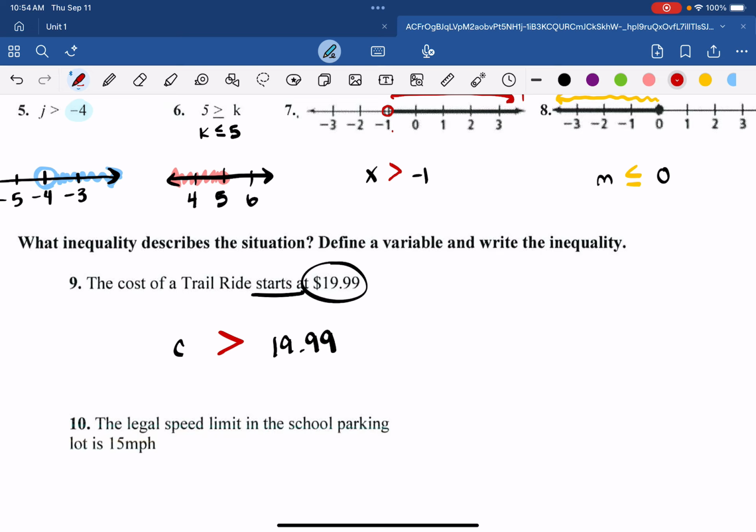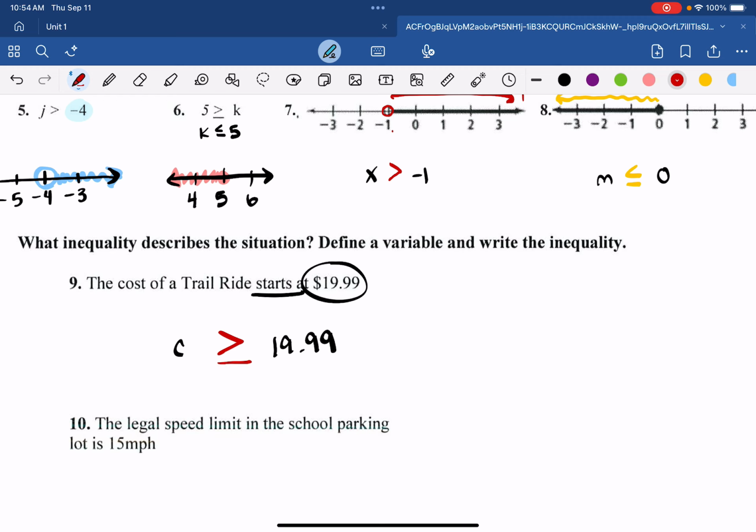Okay, now we have to take one more question. Could my cost be exactly $19.99? Yeah, it could. If it starts at that price, maybe that's the cheapest price they offer, but they still offer it to people. So we need to put the line underneath.